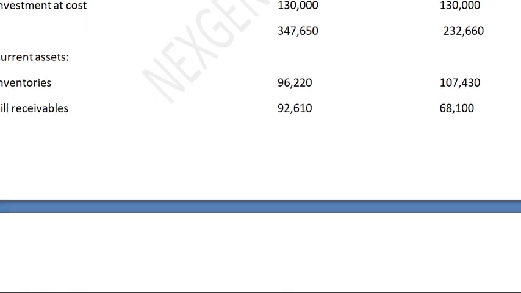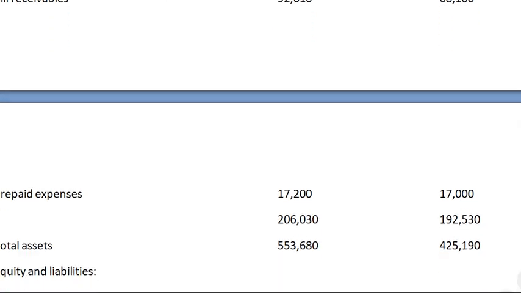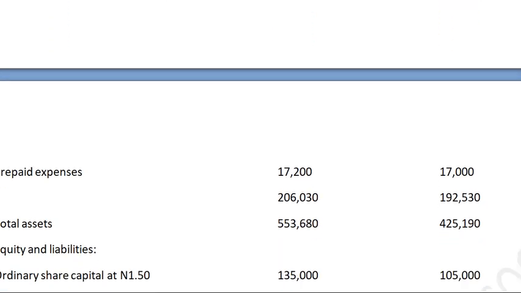Do we have other current assets? Okay, we have prepaid expense. This also we are going to take care of. Prepaid expense. At the beginning we have 17,000. At closing we have 17,200.